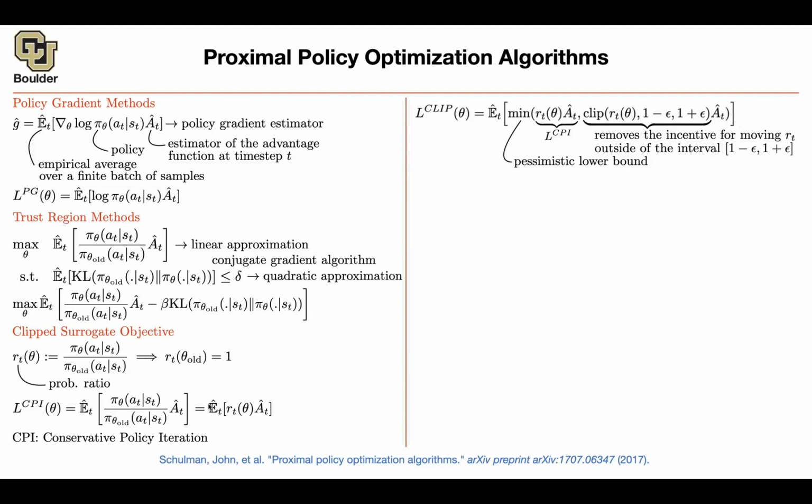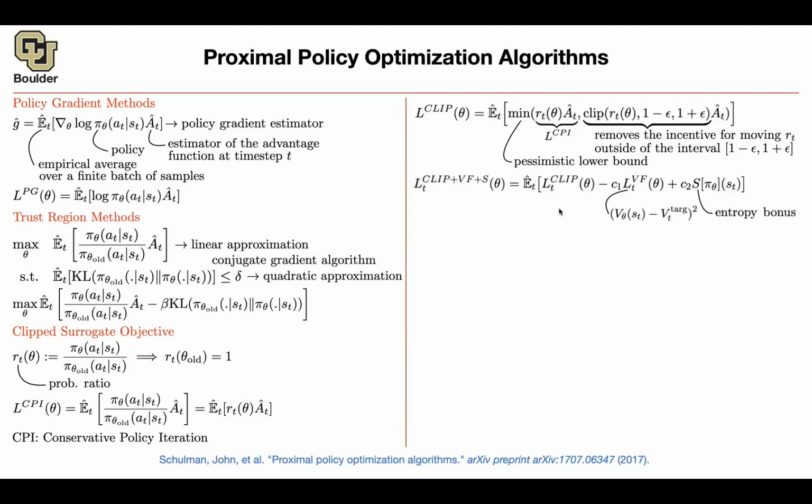If you maximize this, you're maximizing this term. At the same time, you're removing the incentive for your r to be far away from 1. So this is really smart. You're first clipping it and then putting a pessimistic lower bound on the actual objective function that you care about.